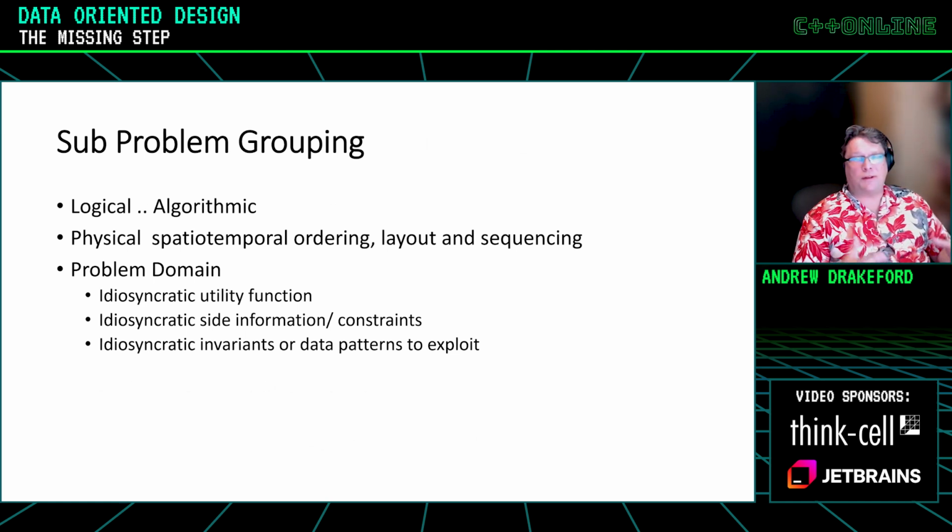So these topics that we have in our design challenge can possibly be grouped under a logical design, the algorithmic design, a physical, a spatial temporal ordering, layout and sequencing, and also idiosyncratic issues from the problem domain. The problem domain may have its own specific utility function, not a common one. It may have side information and constraints that are peculiar only to it. There could be invariants and specific patterns in the data which we could exploit to get a much more efficient algorithm.